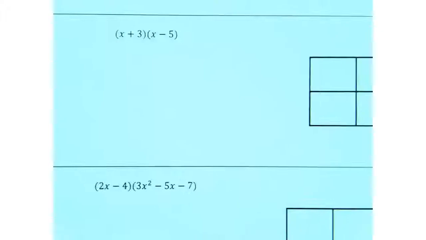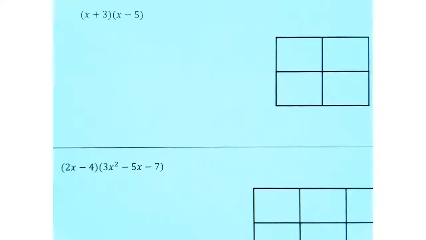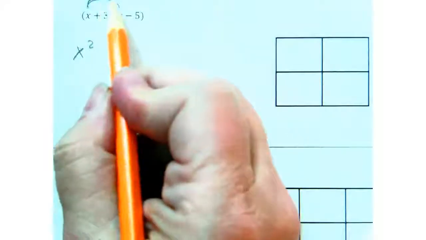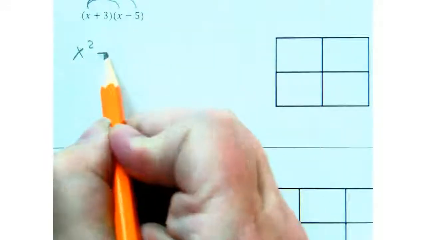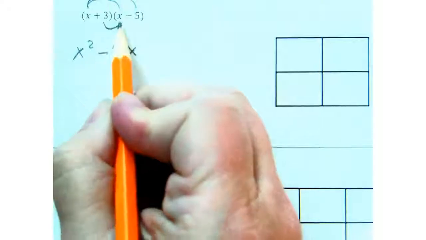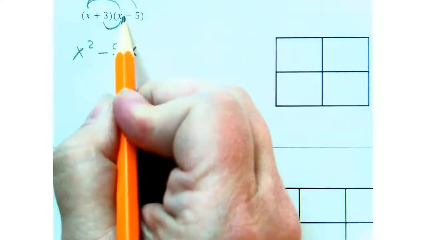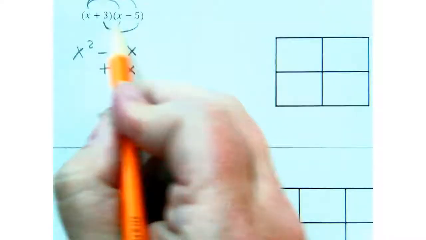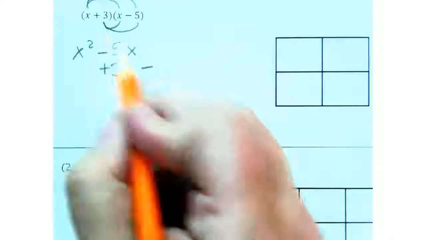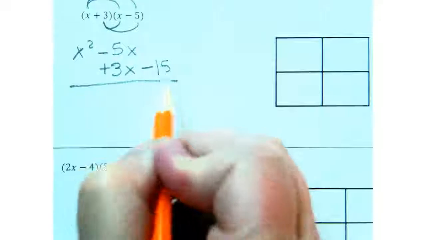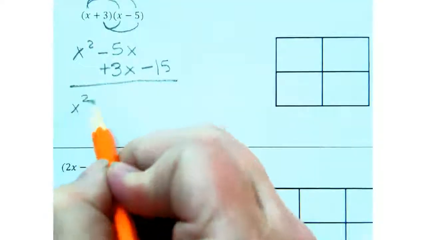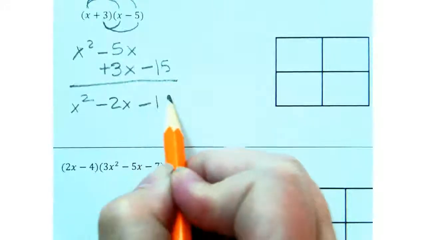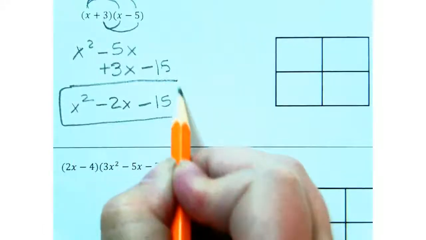The second example is a binomial times a binomial. X times x is x squared. X times negative 5 is negative 5x. 3 times x is 3x. 3 times negative 5 is negative 15. Now combine like terms. I lined them up so this is easy. X squared minus 2x minus 15 is the solution.